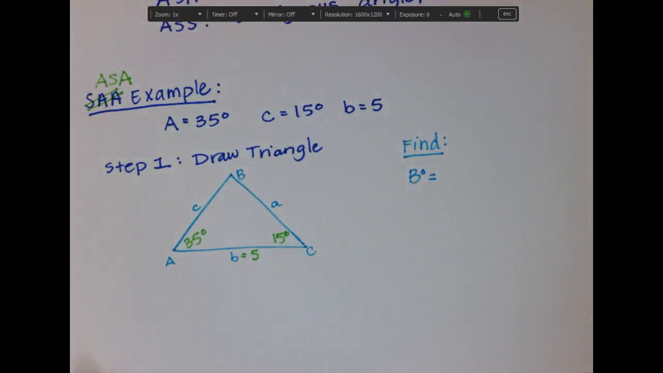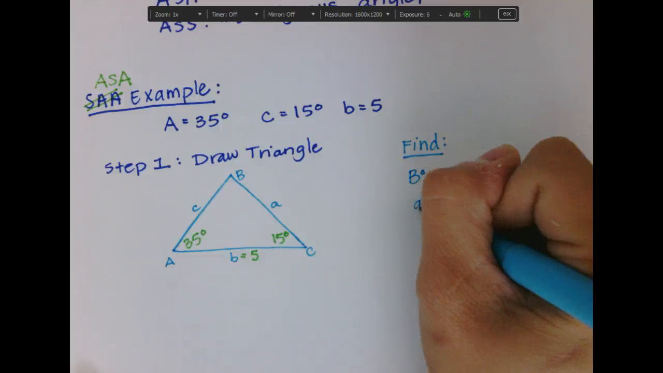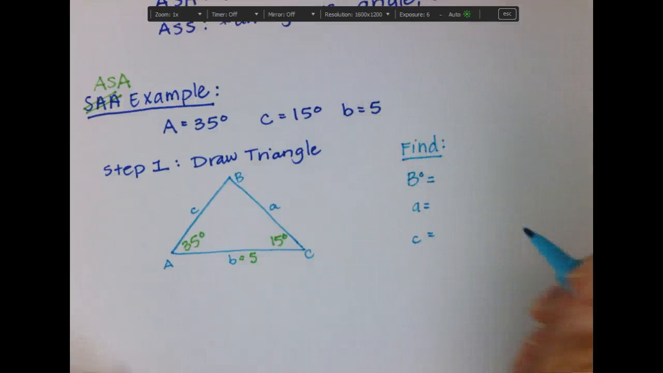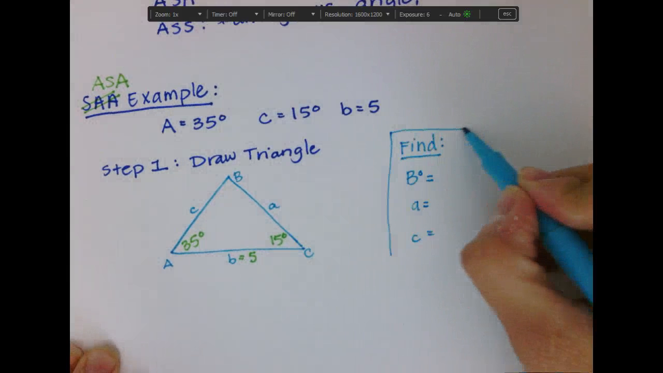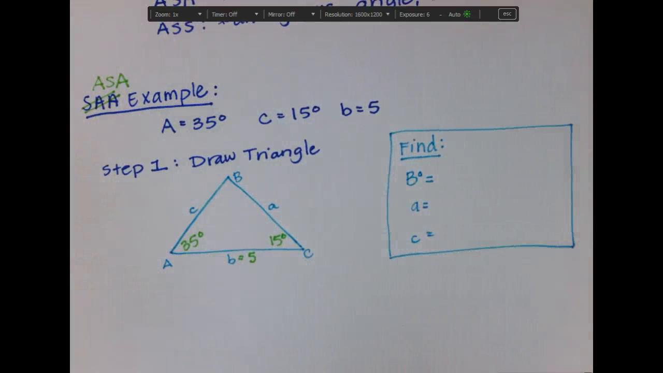And everything is in degrees here. We're not working with any radians at all. We know side B, but we don't know side A or side C. So these are the things that we're trying to find in order to solve this triangle. Let's start with angle B.